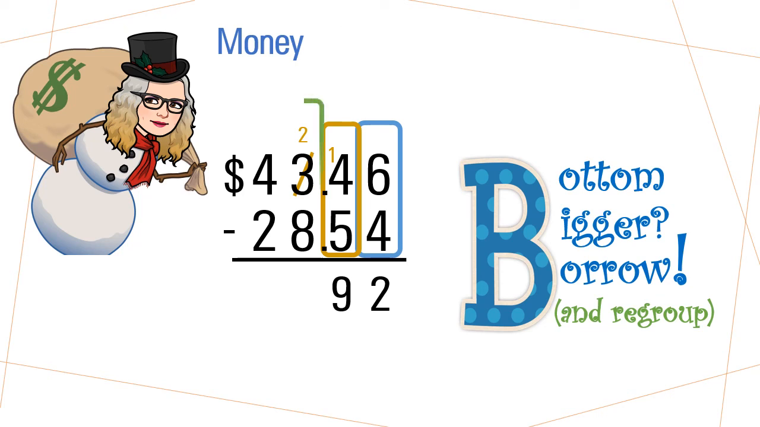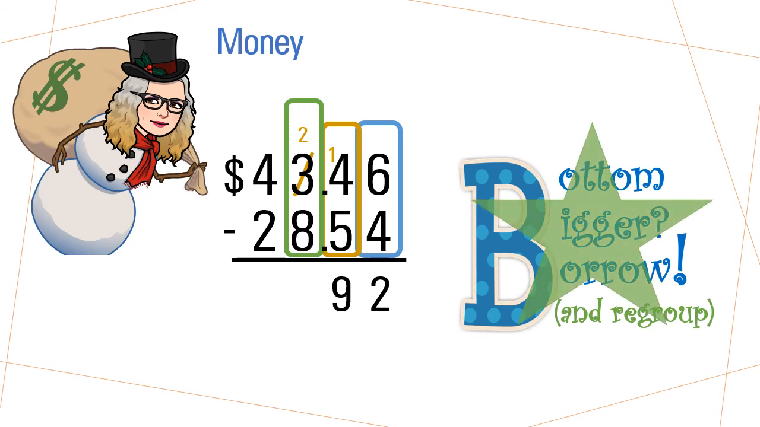Now, when I move to the next column, I see that 8 is greater than 2. So once again, bottom bigger, we need to borrow and regroup. So we're going to move and borrow 1 from that 4, and that leaves us with 3. And then 1 comes over to make that 2 a 12. So now I have 12 minus 8, and that equals 4.